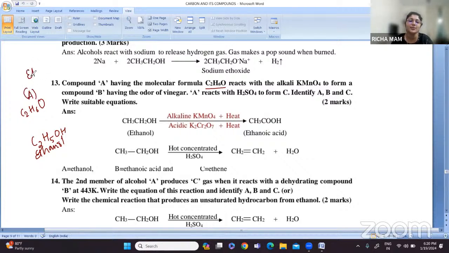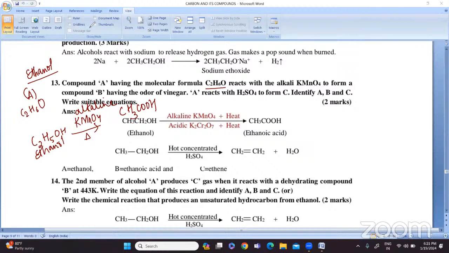So what is your compound A? Compound A is ethanol. So ethanol, when it reacts with alkaline KMnO4, in the first reaction we have seen, when it reacts with alkaline KMnO4 and when you heat it, what does it form? It forms ethanoic acid, that is CH3COOH. Okay, you get CH3COOH. Fine, you get ethanoic acid.